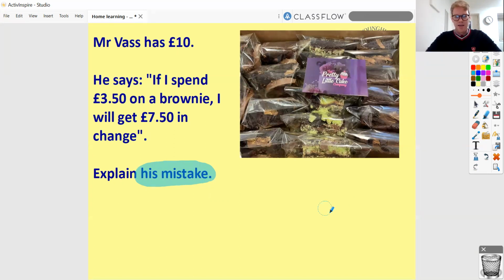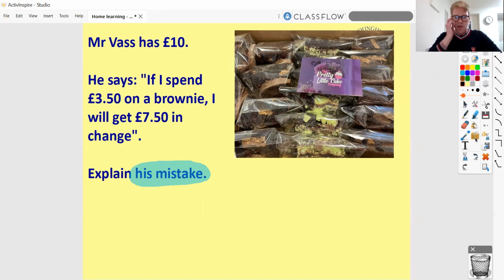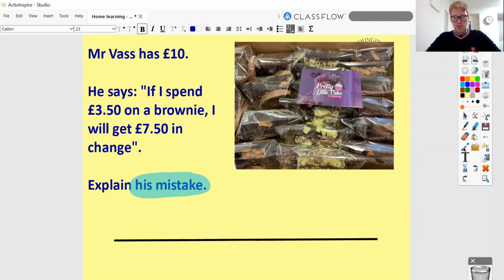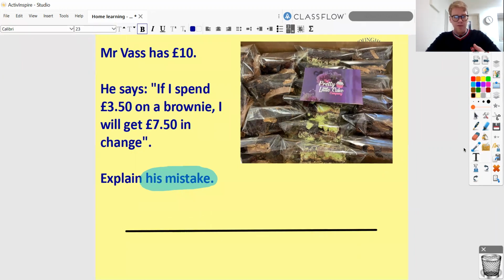What is that mistake? When I get a question like this, I often like to work out what the right answer should be, because that will hopefully give you a bit of a clue as to what's gone wrong. So my preferred method here, I'm going to use a number line. I'm going to get one set up here. I'm going to be counting up from the £3.50.